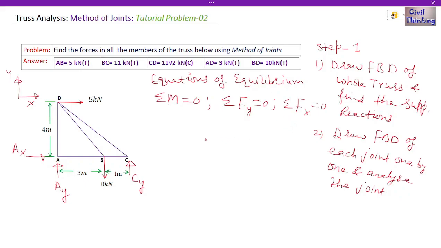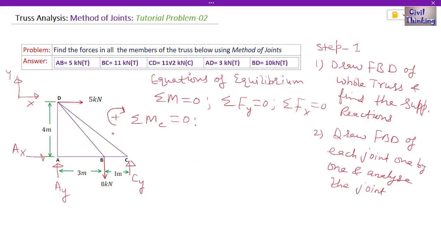When we talk about a single point, then we only have these two; there is no moment equation for a point. Now this is a 2D body, so we have three equations of equilibrium. Let's apply them one by one. Let's apply the first one, summation of moment. I will take the moment at C equal to 0. I'm assuming the clockwise moments are positive and the anti-clockwise moments are negative.